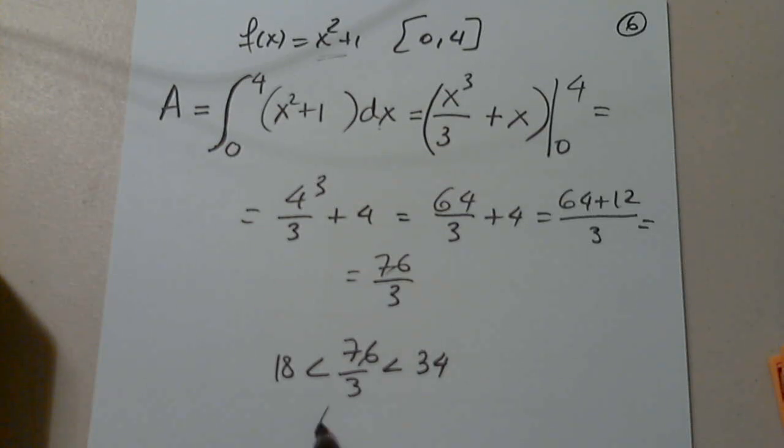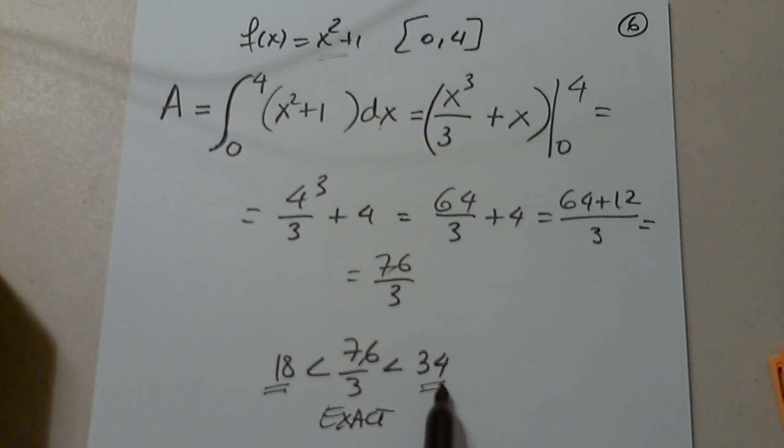So as expected, this is the exact value, this is the underestimation, and this is the overestimation. This was with the leftmost point, this was with the rightmost point. It doesn't mean that always and for all functions there will be an underestimation with the leftmost point and an overestimation with the rightmost point. It depends whether they are increasing or decreasing.